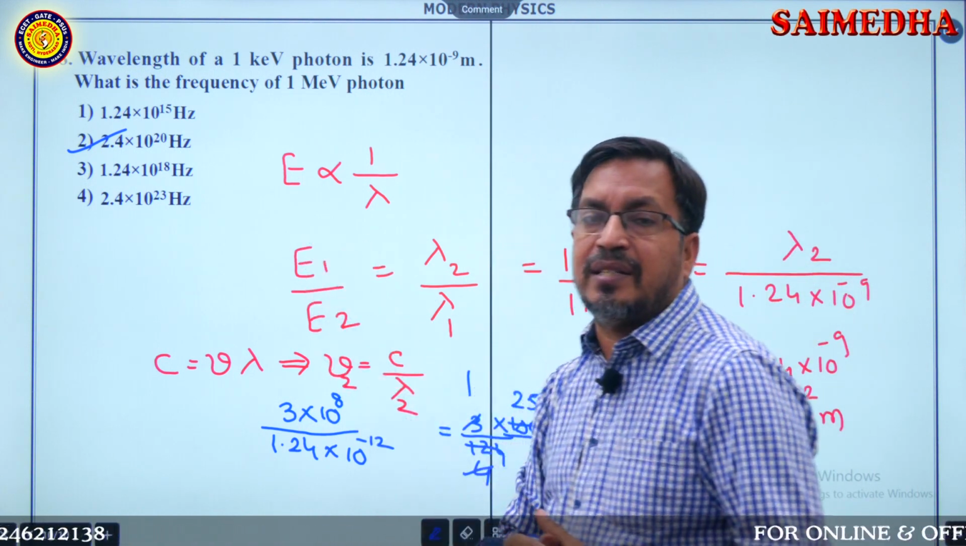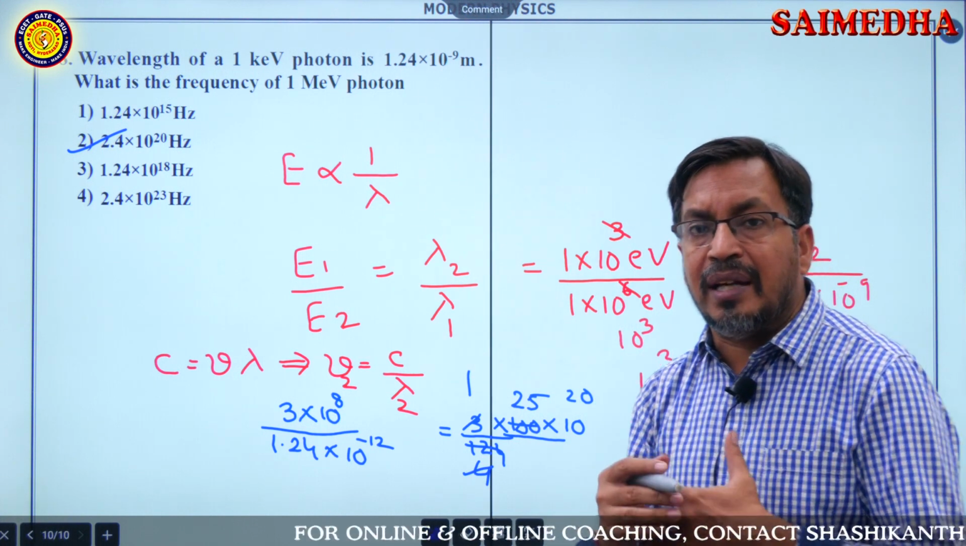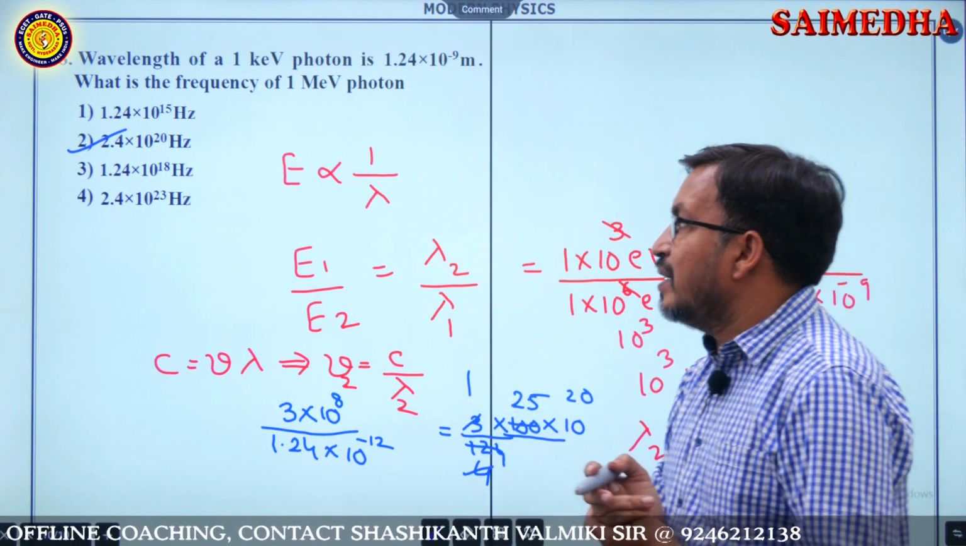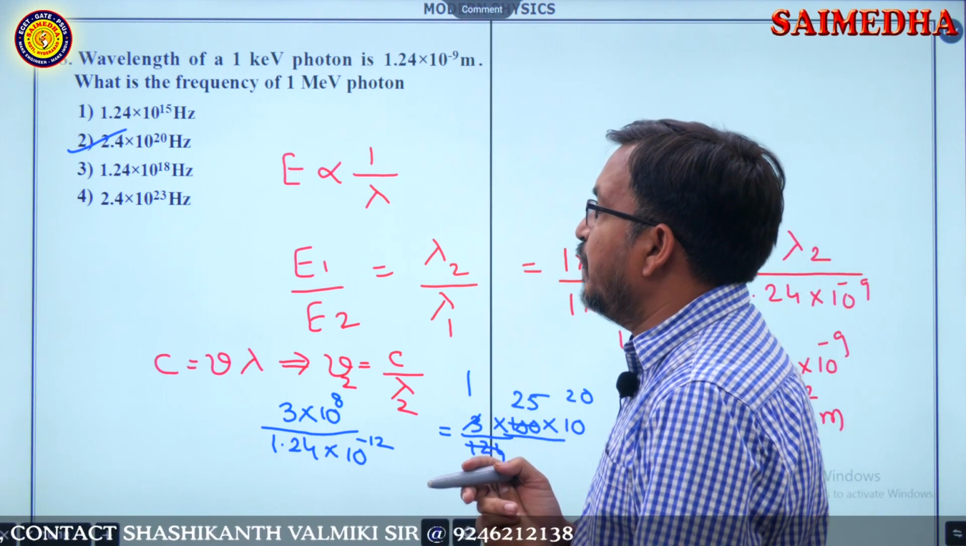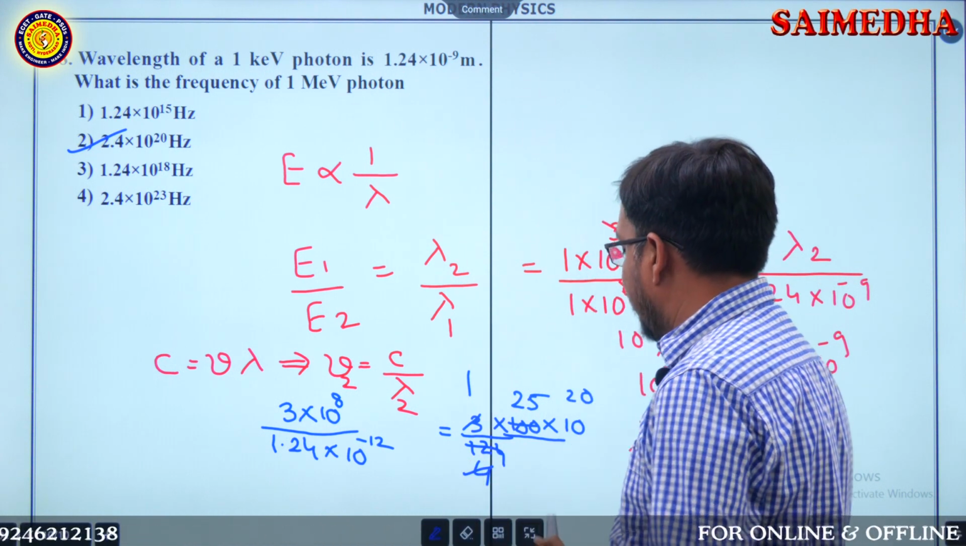Here we related energy to wavelength, and similarly we related energy to frequency. So what is the answer? 2.4 into 10 power 20, that is the answer. Next we will discuss the 9th question.